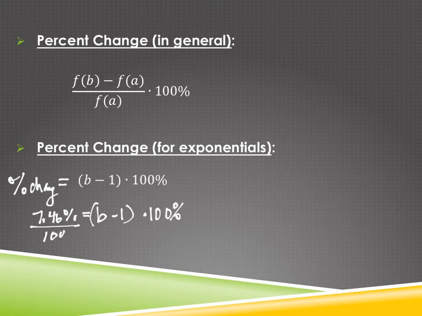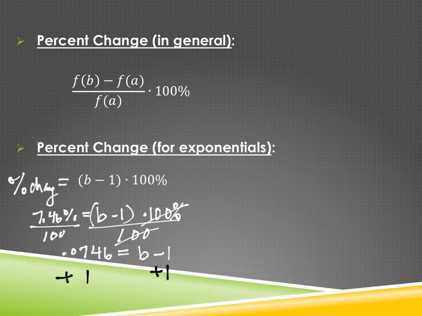So that's actually what you were already thinking to do when you mentioned moving that decimal place, Sarah. So there's that 0.0746 you mentioned before, equals b minus 1. Then what would you do? You'd add a 1. So you'd end up with 1.0746.